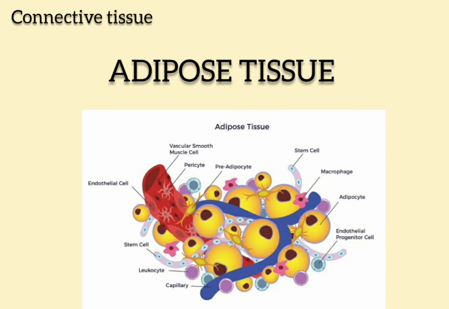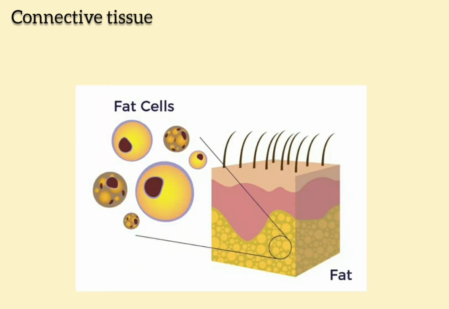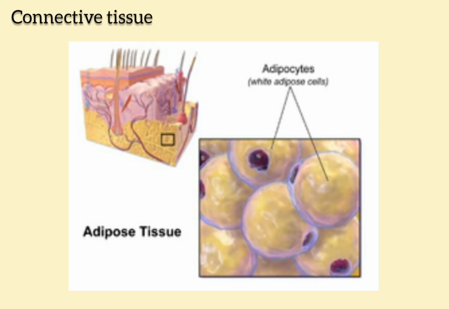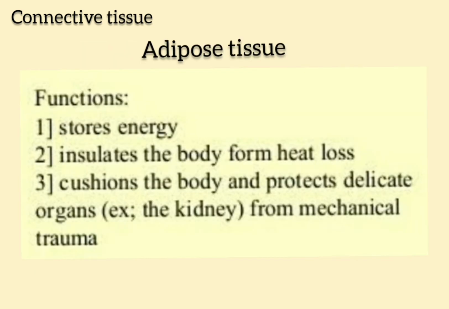The next type of tissue we will be learning is the adipose tissue. It is a specialized connective tissue. It consists of lipid-rich cells called adipocytes. The main function of adipose tissue is to store energy in the form of lipids.